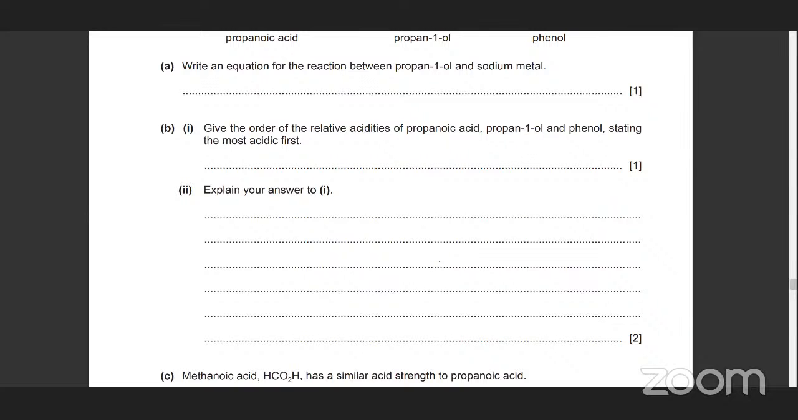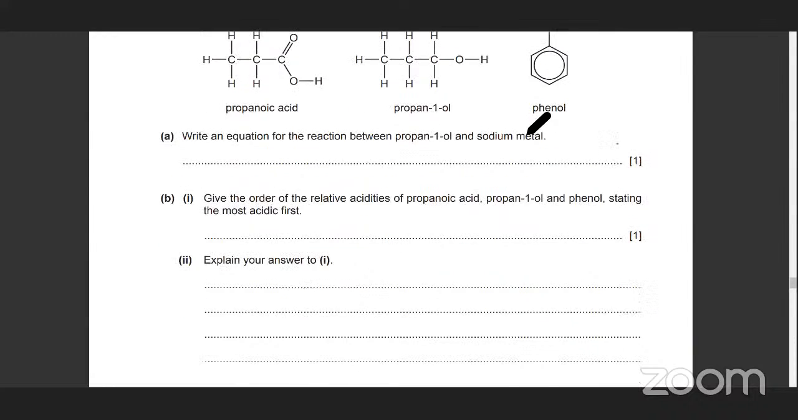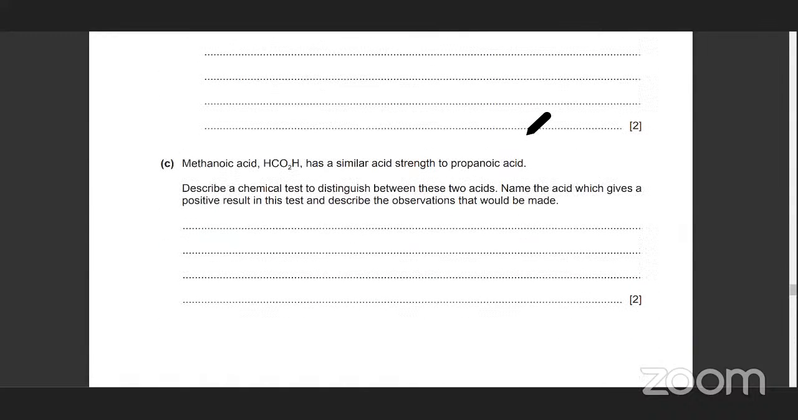Yes, sir. So we had started talking about the comparison of propanoic acid, propanol, and phenol, starting with the most acidic to the least acidic. So we did this thing. Okay, this was the last one. Then: seeing that methanoic acid and propanoic acid have similar strengths, describe a chemical test to distinguish between the two acids.